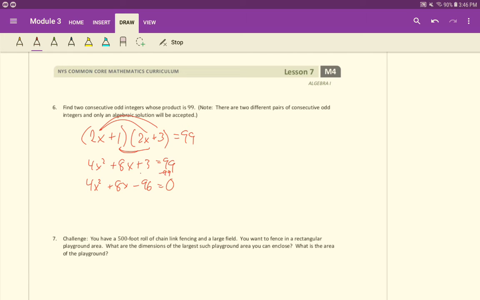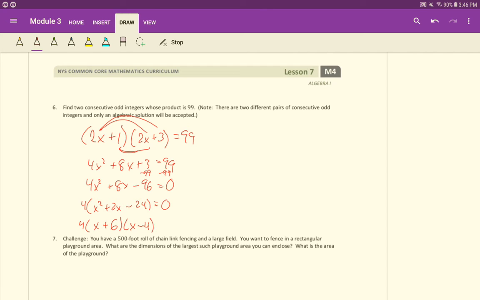Okay, because again, minus 99, minus 99. Let's see. Hopefully 96 we can divide out of 4 here, and we can. So we can factor out a GCF of 4. And since our lead coefficient inside here is 1, we can just find two numbers that multiply to negative 24 and add to make 2. What are those two numbers going to be?